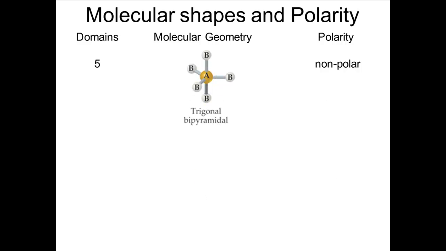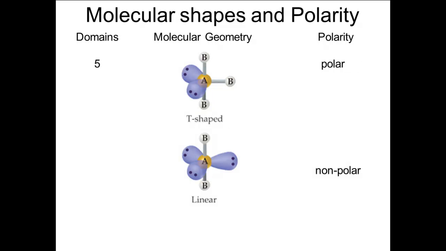For the trigonal bipyramid domain geometry, the trigonal bipyramid molecular geometry is nonpolar. The seesaw structure is polar. The two axial bond dipoles cancel, but not the two equatorial ones. And the T-shaped structure is also polar. However, the linear shape is nonpolar.